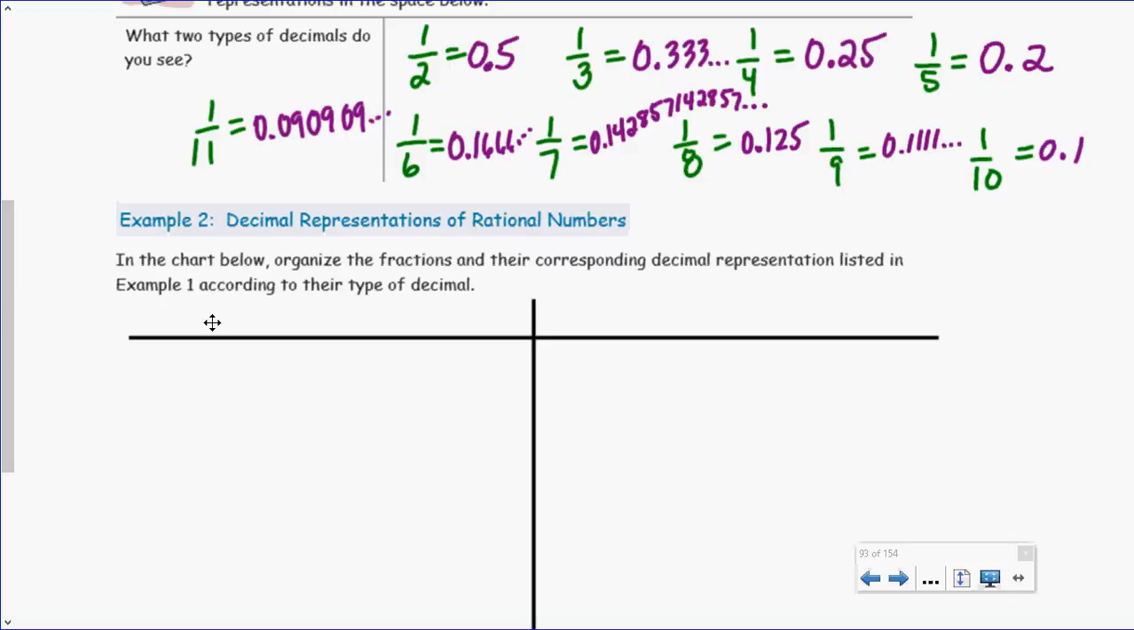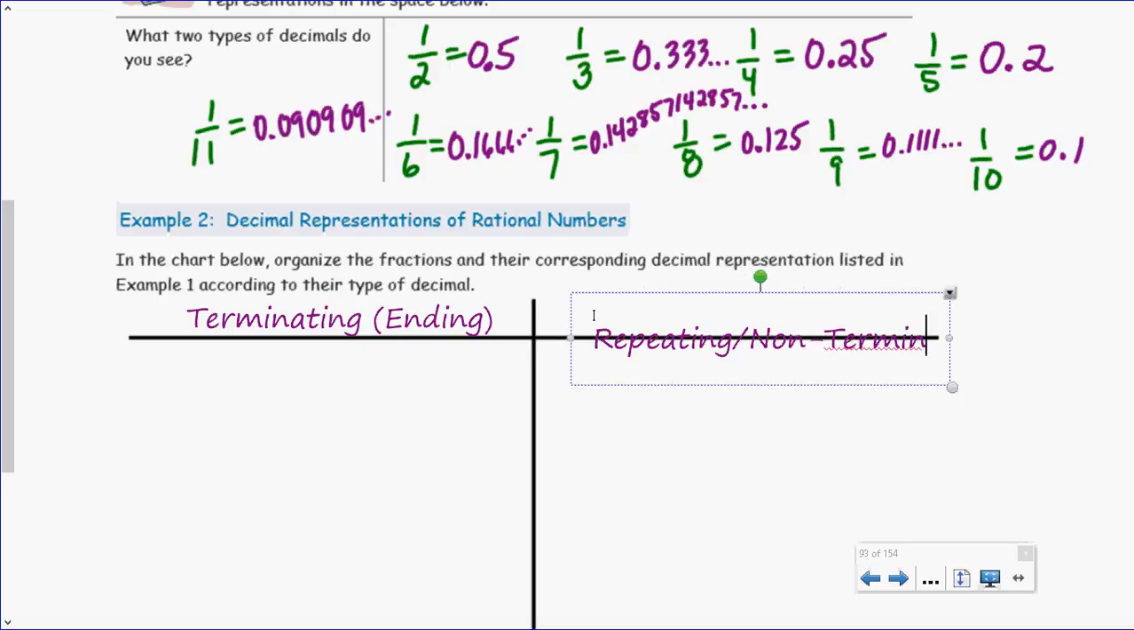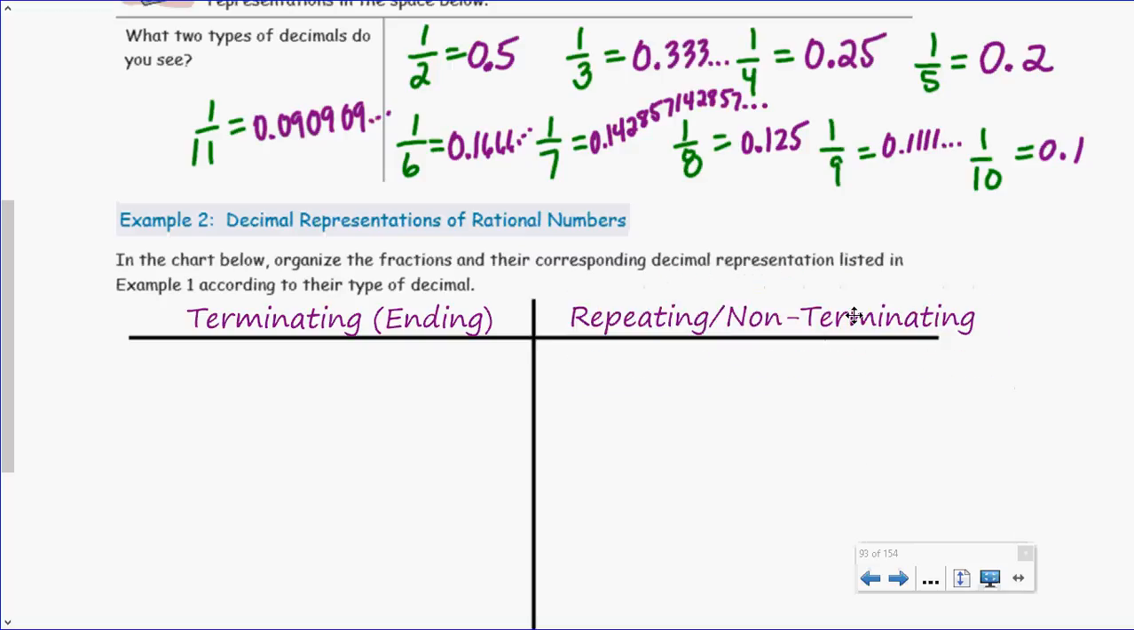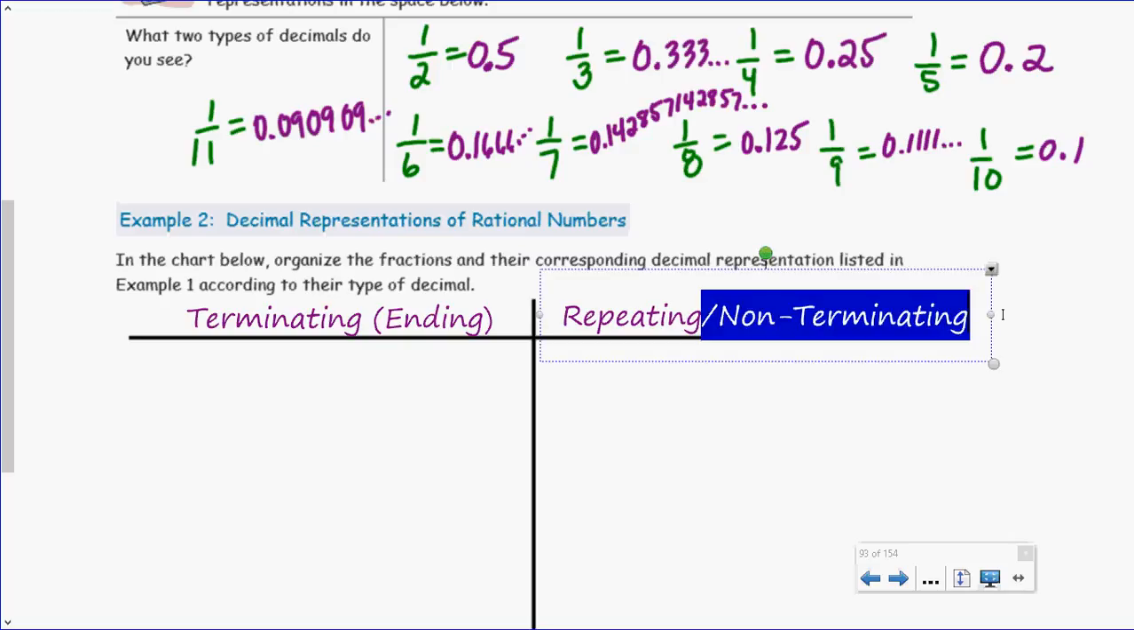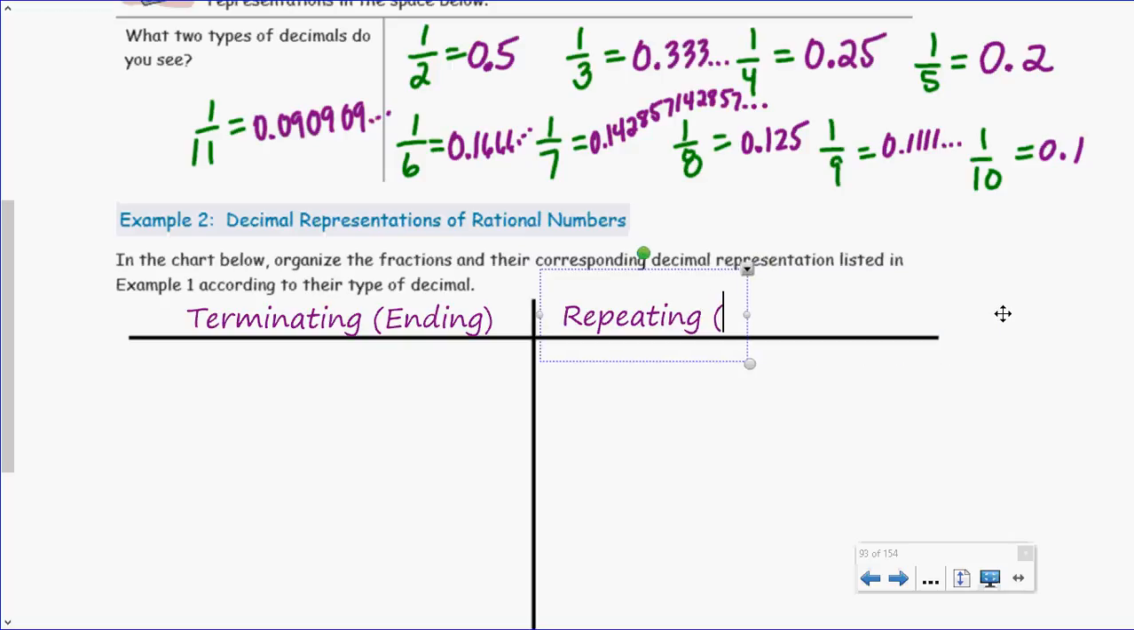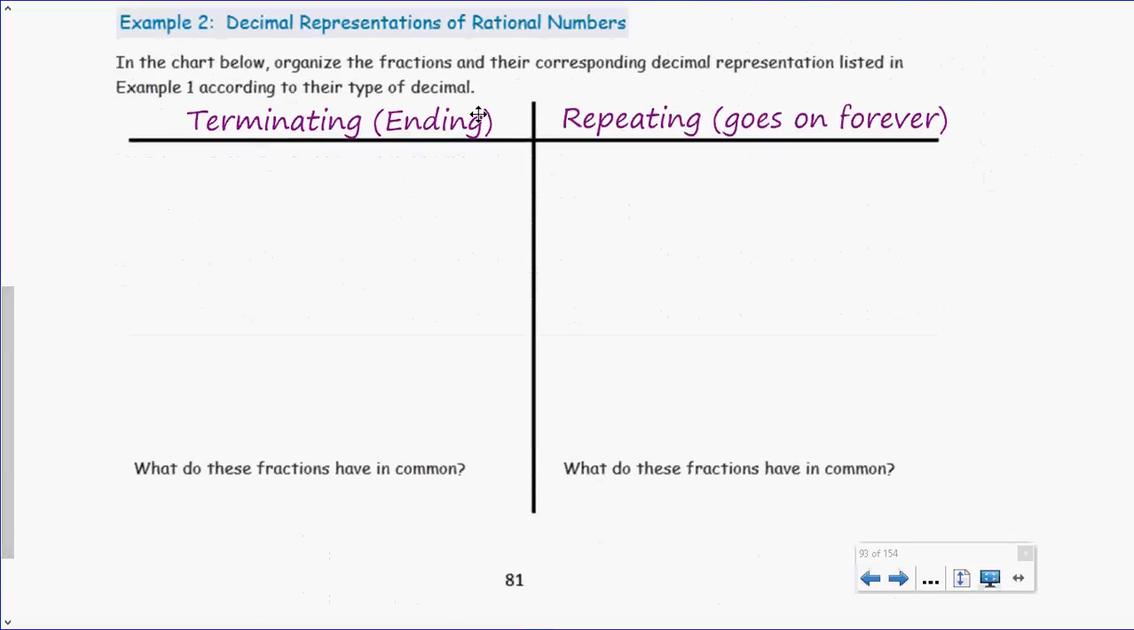So what we're going to write here is the word terminating. And that means end, ending. And then on the other side, we're going to put repeating. Actually, let's just do repeating, and we'll say goes on forever. Okay, these are all rational numbers because they either end or they repeat.